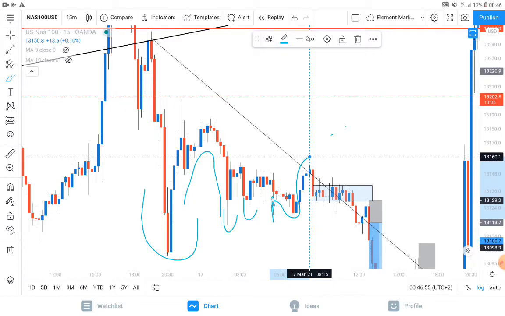I was just looking for my buys because I had all the confirmations, and I took my buy as it came down. Before I took the buy, I did send out an analysis saying that I wanted to break this.